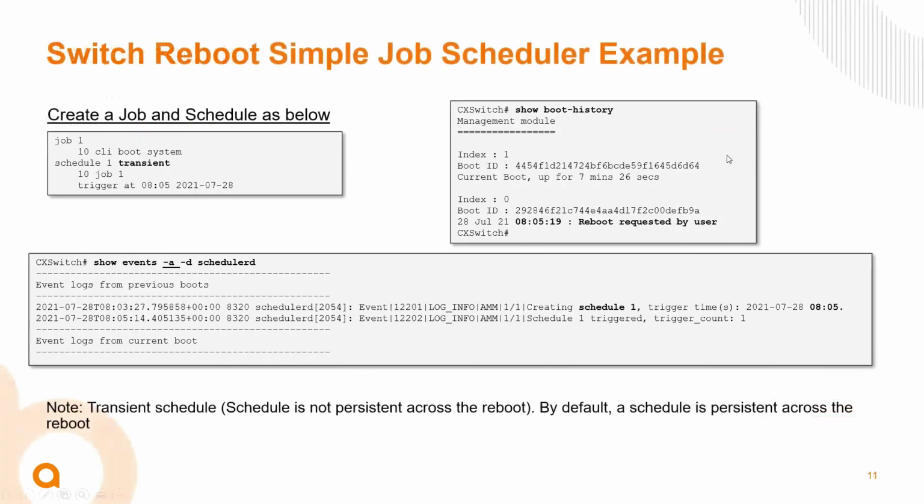So let's look at the configuration. This is the way you're going to create a configuration job and number of CLIs, and the schedule you are going to give, as I was telling you, on the transit. So what is going to happen is it's going to execute once and this schedule will get vanished.